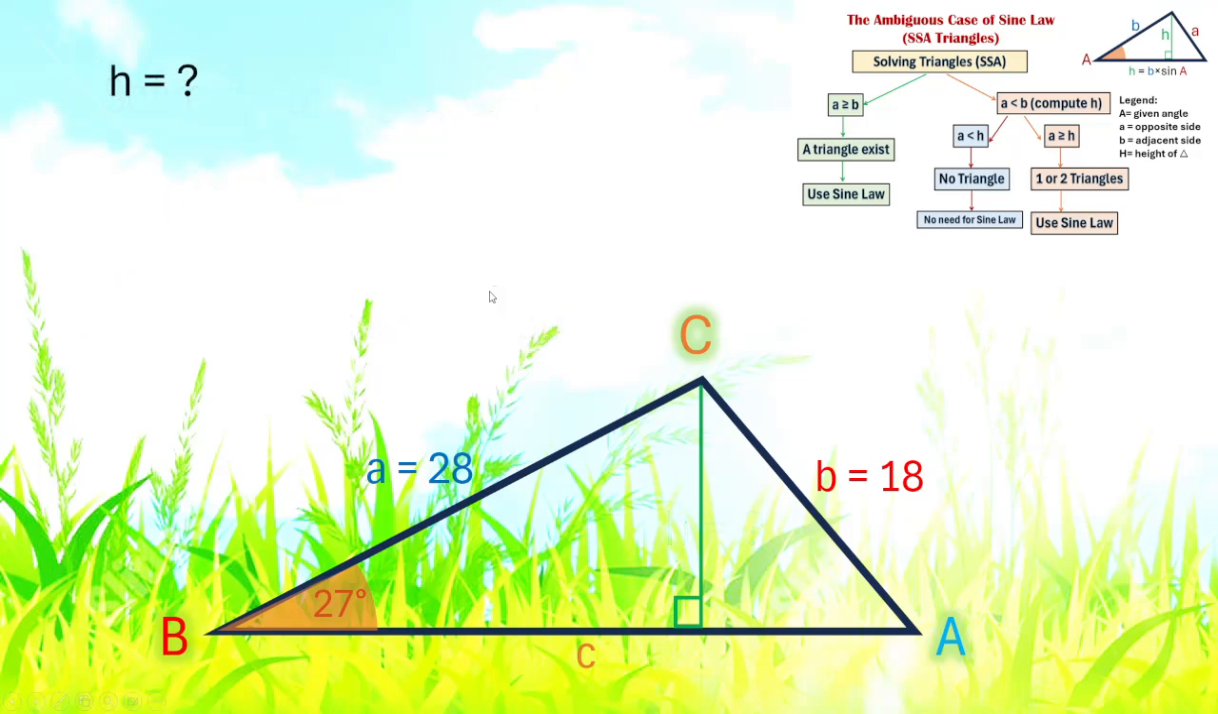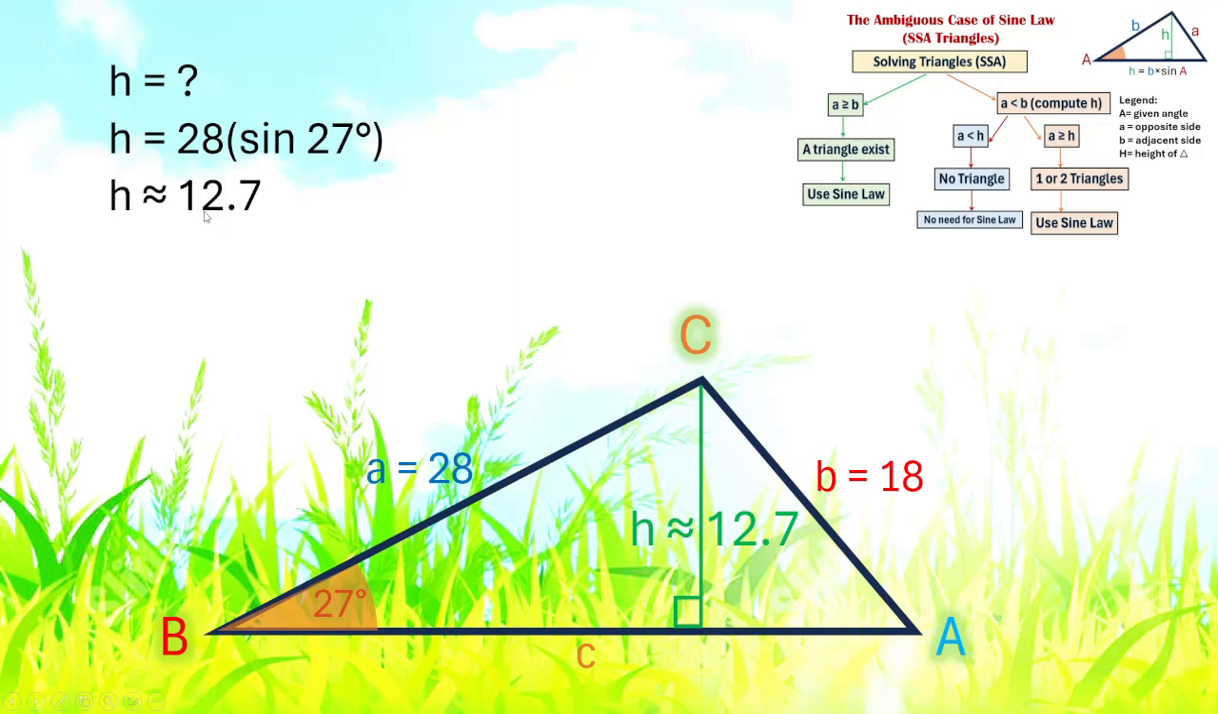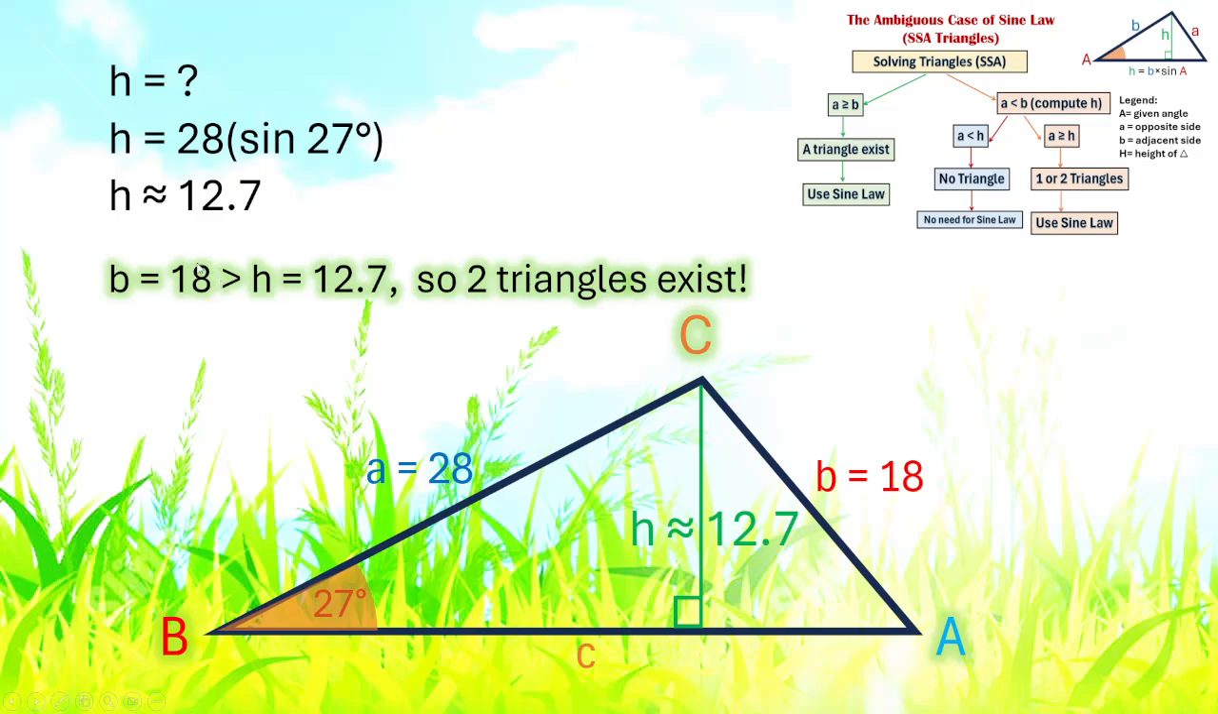Without further ado, let's compute for the height. It's just the adjacent times the sine of 27. You can use your calculator to follow this video, and we get approximately 12.7. Upon comparison, we see that the opposite side is greater than the height. 18 is greater than 12.7. What does this imply? If you remember earlier, it means that we have two triangles. If it's equal to the height, that's one. But if it's less than the height, then no triangle, and we don't need to compute further. So we have two triangles.